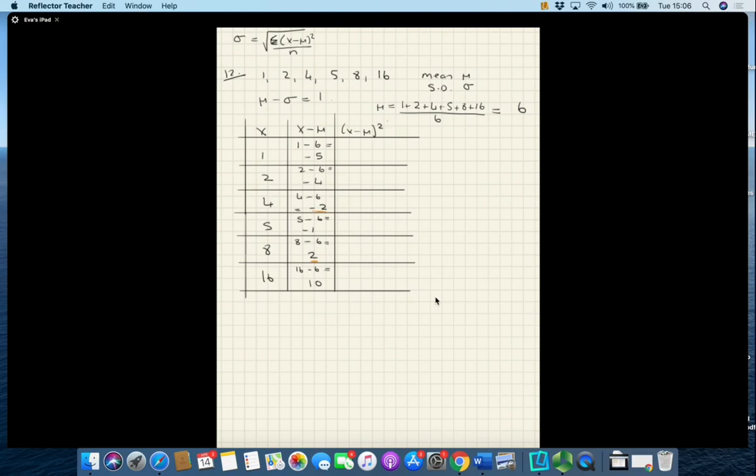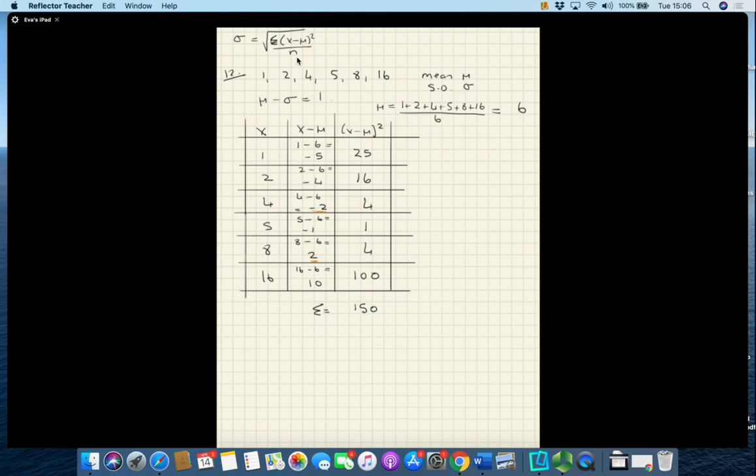So minus 5 squared, 5 5s are 25, 16, 4, 1, 4, and 10 squared is 100. Okay, we then have to sum them up. So add all of them up. So we've 100 plus 49 plus 16 plus 25, so it's 150. Okay, so that's that top line there done now.